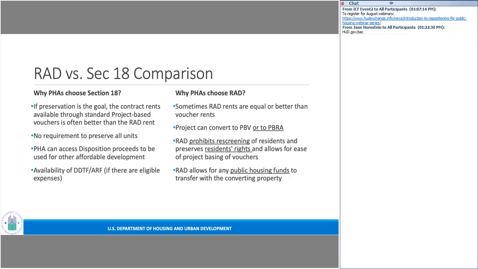Particularly for PHAs who've managed their funds and have decent reserves, this might be a really compelling reason, even if, say, the RAD rents are lower than the rents available through regular project-based vouchers. The PHA has lots of public housing funds available. It might still consider RAD in order to bring those funds over.